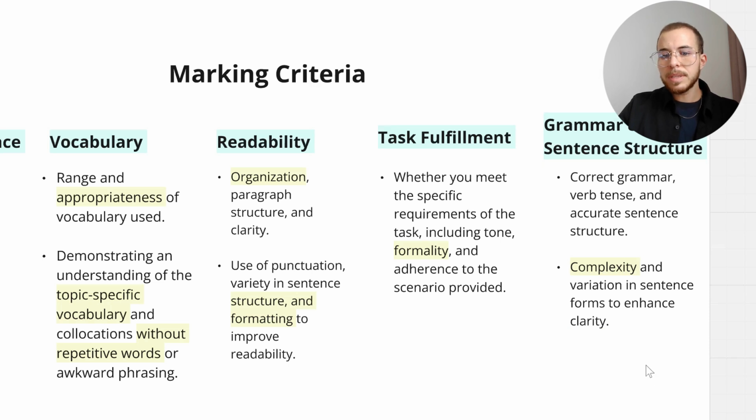And then finally, the grammar and the sentence structure. Of course, you need to have proper grammar. That is the baseline. But in order to achieve high marks, we want you to have some complex sentence structures. And in fact, a variety of different sentence structures. They don't all need to be complex, using an independent clause and a dependent clause. You can have simple structures, but you need to have a variety of those. Conditional sentences, present perfect, past perfect, future tenses. So we need to have a variety of sentence structures.